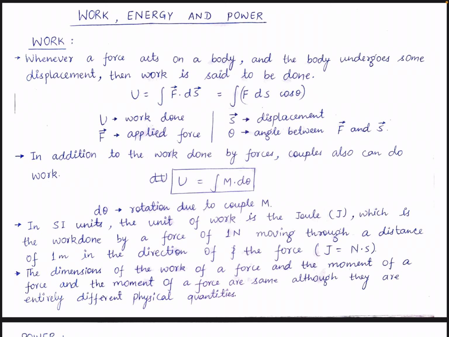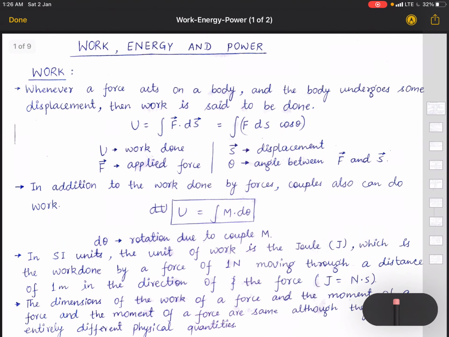It is not only force that can do work. If a moment is there and some rotation is happening due to that moment, then also work is said to be done, and this work will be M dot d theta. d theta is the rotation due to the applied moment M. The SI unit of work is joule, that is kilonewton meter or newton meter. Sorry, here it is not second, here it is meter. Joule is here, meter is there.